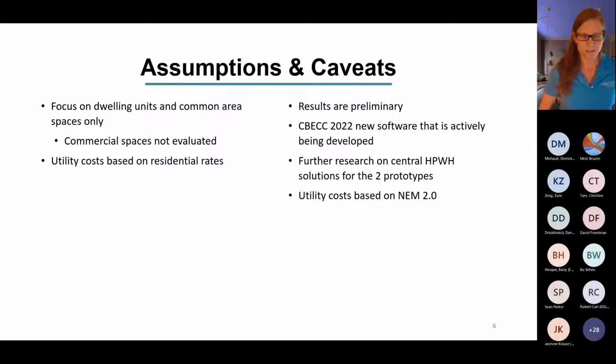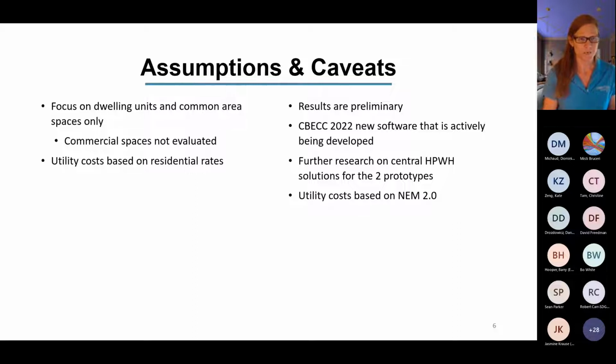So I want to just point out a few assumptions and kind of caveat some of the results that you'll see. The focus of this work has been on the dwelling units and the common area spaces. We have not evaluated the commercial spaces that are in the 5-story prototype. That is a part of the non-residential REACH code work and report. And so that work will provide the justification to jurisdictions to adopt a REACH code for those spaces. All of the utility costs are based on residential tariffs, today's residential tariffs, or at least from a couple of months ago.